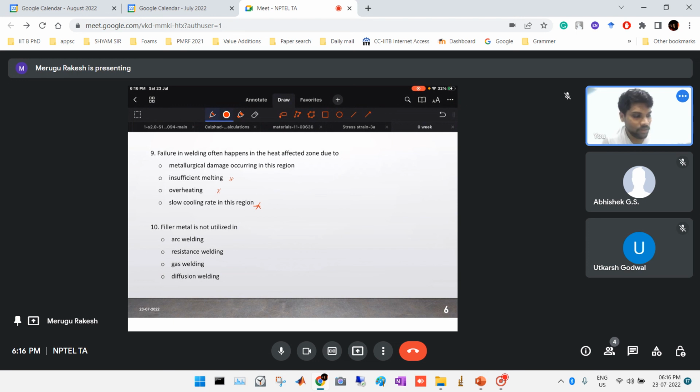So the first option, metallurgical damage occurring in this region, is true, because in the heat affected zone this happens every time. The cooling rate may be higher or lower, but there is a certain change in the metallurgical properties, the grain structure, which finally results in a change in its mechanical properties at that area. So the first option is the right one.